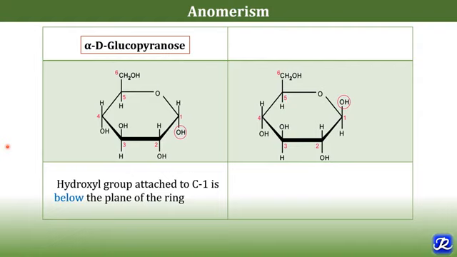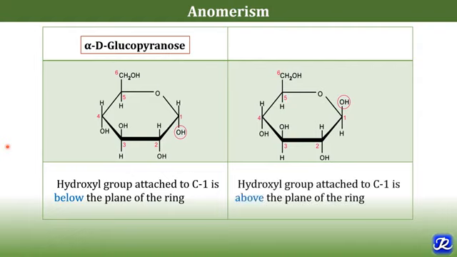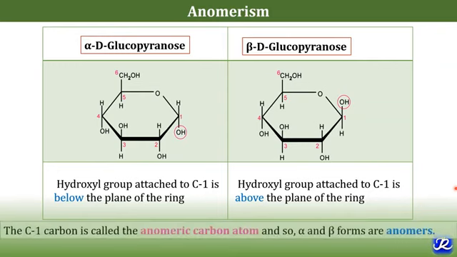This is the alpha anomer of glucose. While here the hydroxyl group attached to C1 is above the plane of the ring, and that's why it is beta D-glucopyranose, the beta anomer of glucose. The C1 carbon is called the anomeric carbon atom. So alpha and beta forms are anomers.